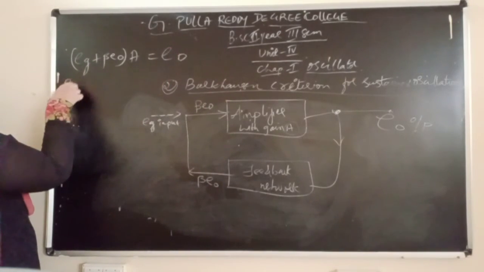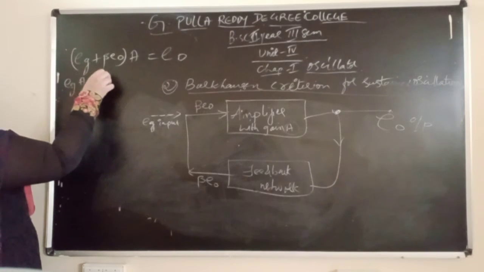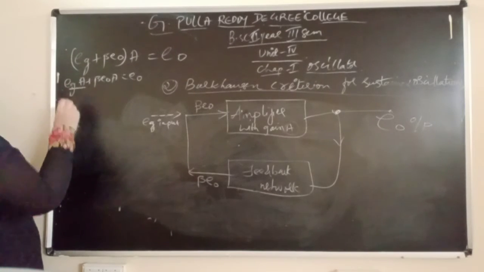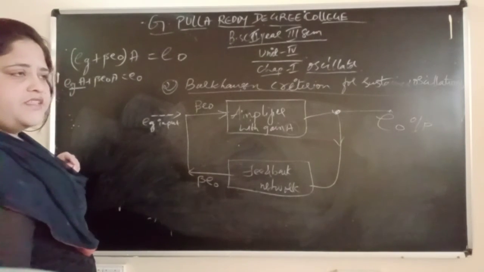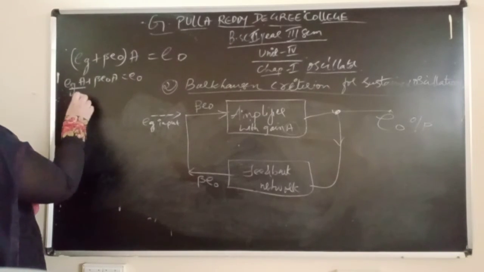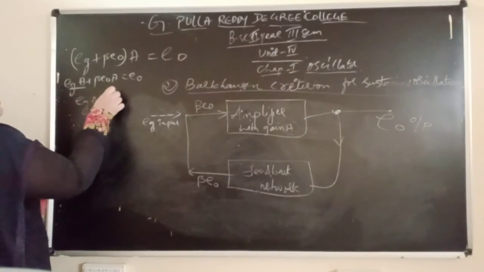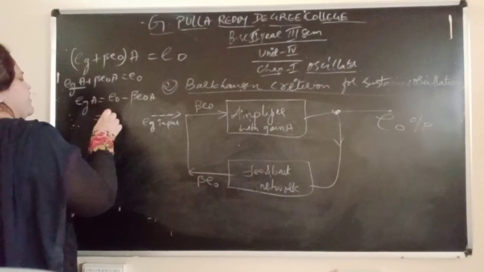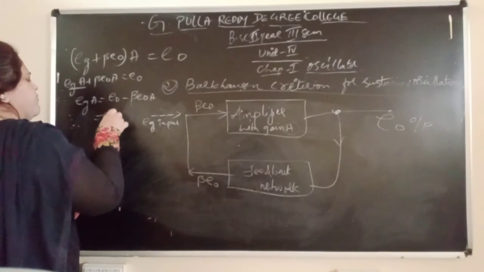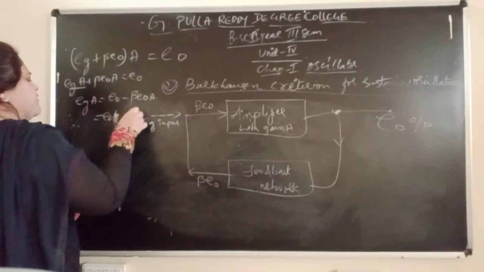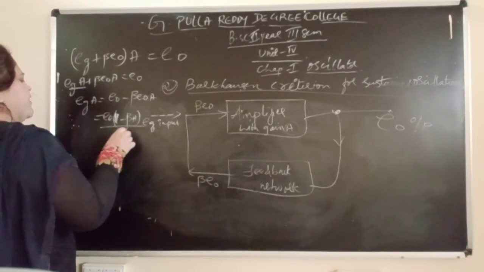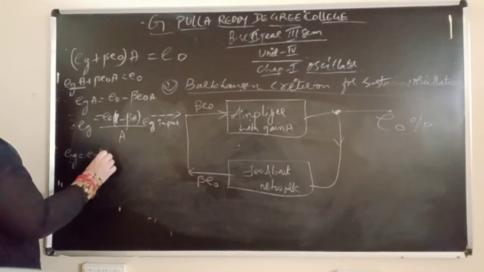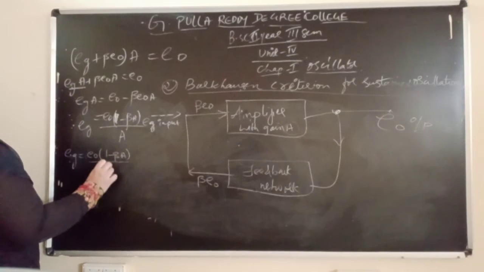Then multiply this. After multiplying, what is important here is that we have to prove that EG is becoming 0. So we write EG into A is equal to E naught minus beta E naught A. Then E naught is common, so E naught times 1 minus beta A. By this, A will come down, so EG is equal to E naught times 1 minus beta A, divided by A.